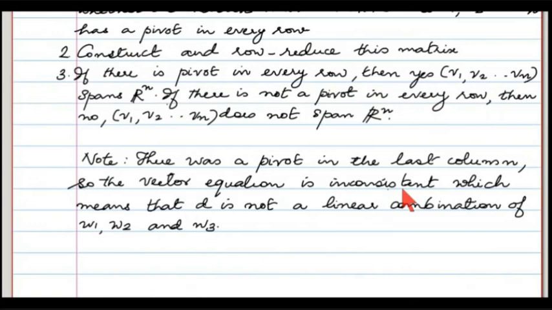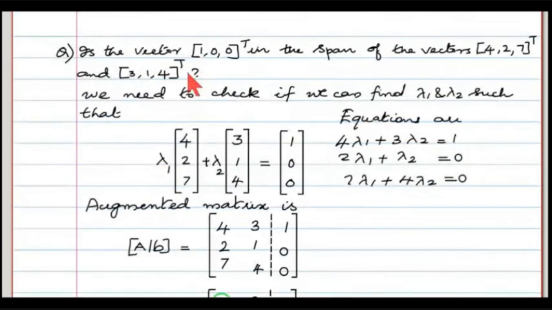Question: is the vector (1, 0, 0) transpose in the span of the vectors (4, 2, 7) transpose and (3, 1, 4) transpose? First of all, we need to check whether we can find lambda 1 and lambda 2 such that lambda 1 times (4, 2, 7) plus lambda 2 times (3, 1, 4) gives (1, 0, 0). The equivalent equations are: from the first row, 4 lambda 1 plus 3 lambda 2 equal to 1; from the second row, 2 lambda 1 plus lambda 2 equal to 0; from the third row, 7 lambda 1 plus 4 lambda 2 equal to 0.